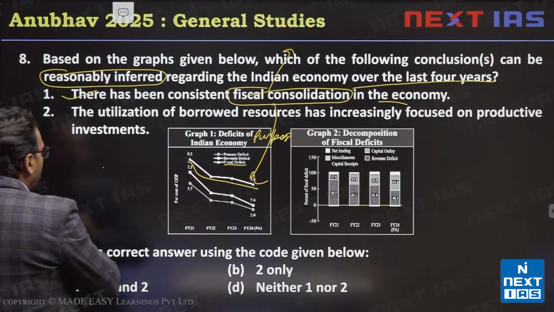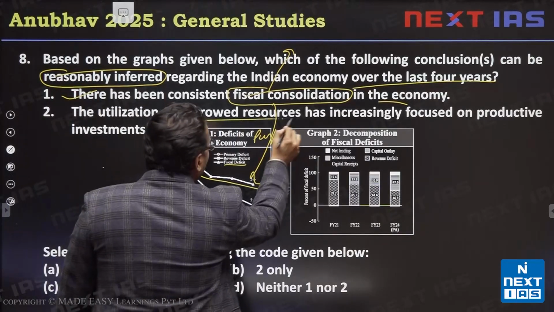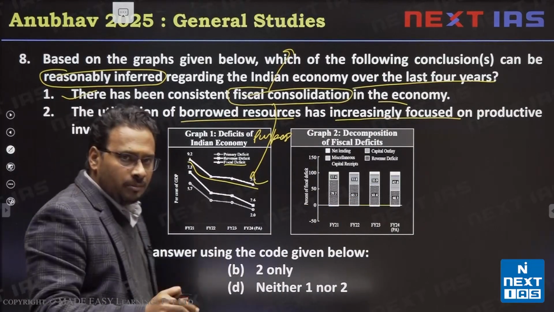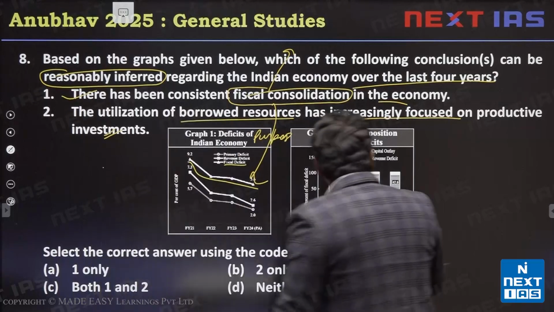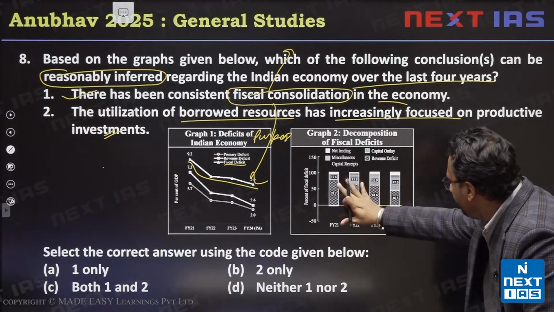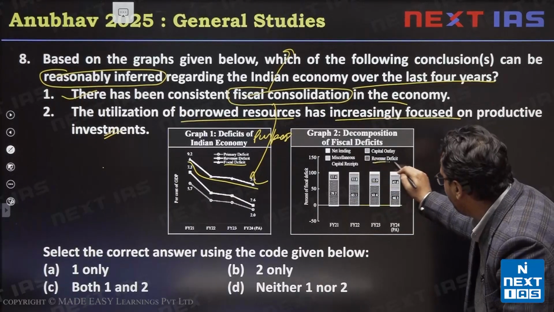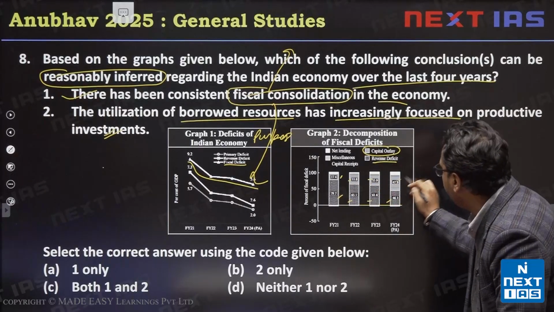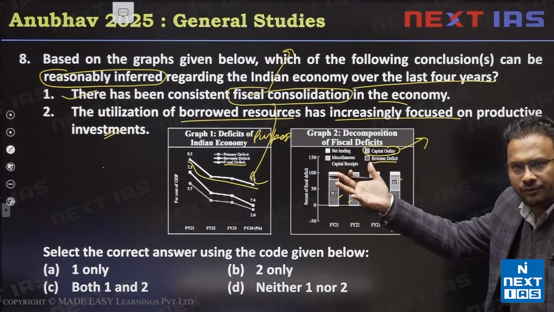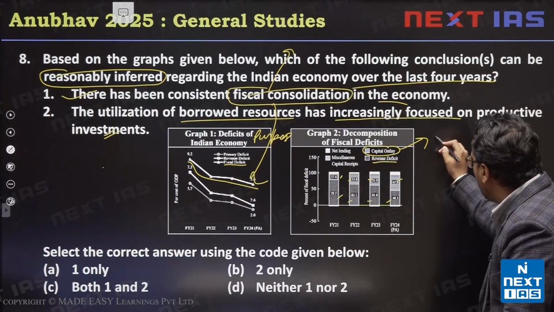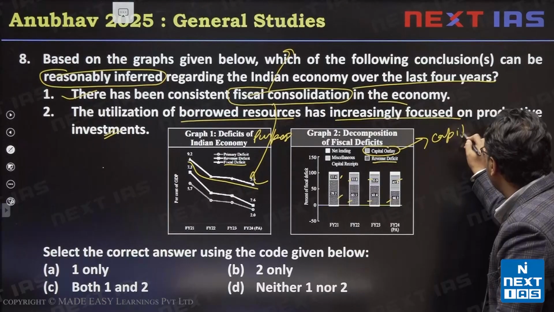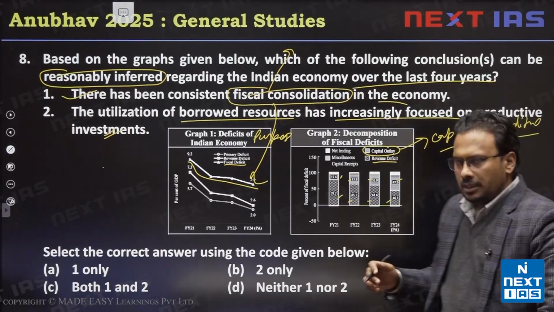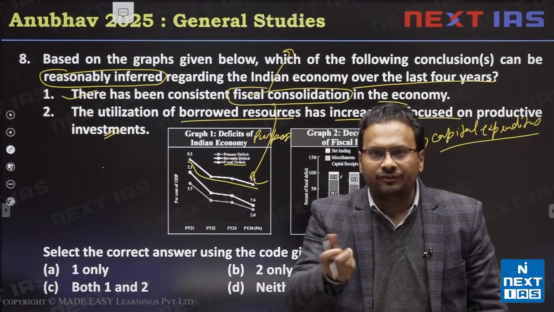Now let's move to statement 2. It says that the utilization of the borrowed resources has increasingly focused on productive investment. Now let's come to this part. See, this chart is majorly focused on two things. The first is revenue deficit, right? Second is capital outlay. We can, in other words, say that this capital outlay is all about capital expenditure, right? That means the government is trying to work on long-term investment.